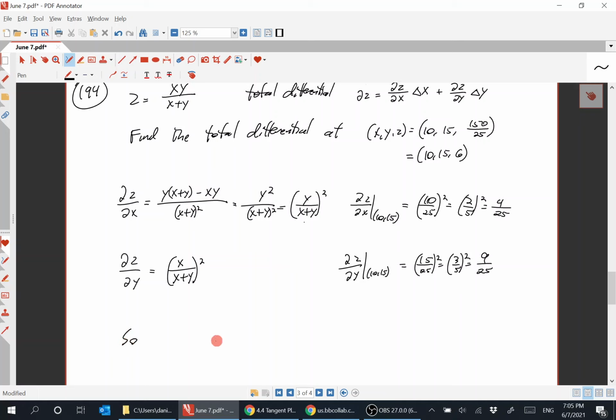So the total differential, del z. You can call it del z or delta z, not any big difference. So del z is partial z with respect to x, that's 4/25, times delta x, the change in x, plus 9 over 25 delta y.